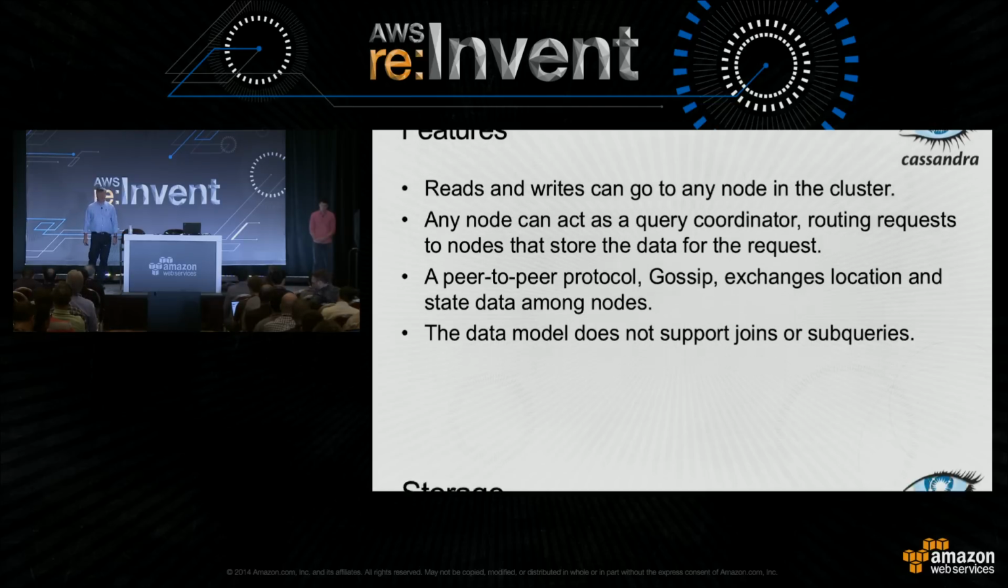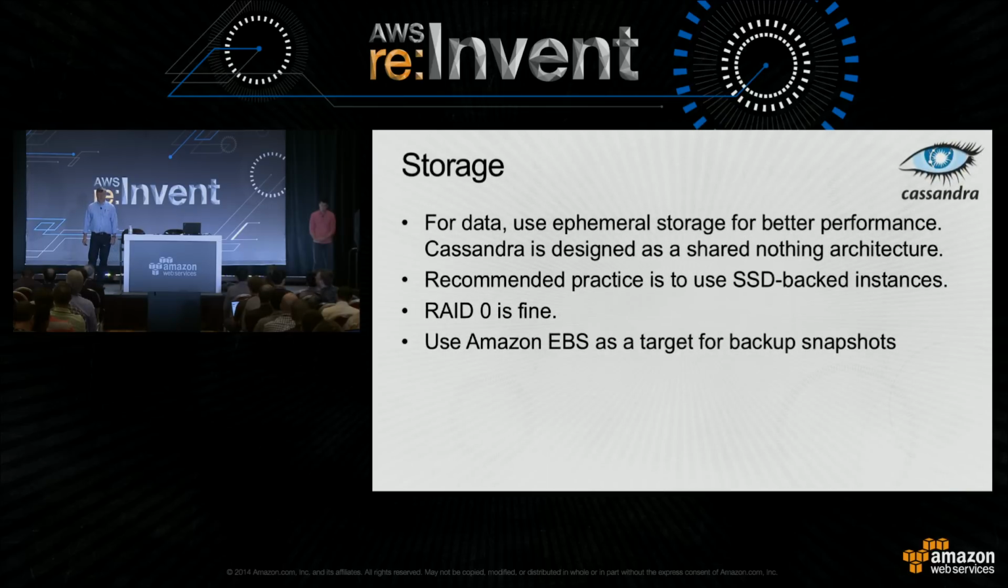location among the nodes. In terms of storage, for data, we recommend that you use ephemeral storage for the reasons that Matt described. You're going to get better performance from that. It's that shared nothing architecture again, so why fight that, really? The recommended practice is to choose SSD-backed instances. You can use RAID 0 if you want to. You don't have to. And you can use EBS storage, but we recommend that you do that simply for targets for your snapshots. Use it as part of your backup strategy.